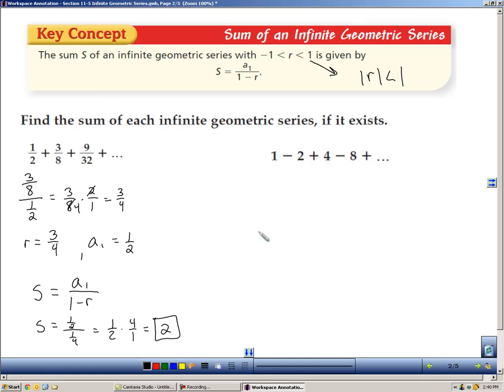This example over here, to get from 1 to -2 to +4 to -8, that's the series, I'm multiplying everything by -2. So my r is -2. Now because my r is not between -1 and 1, then I say no sum exists.